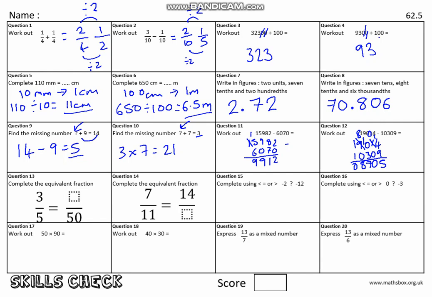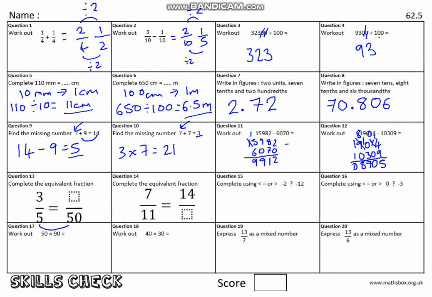Okay, so up next we've got some equivalent fractions. Now remember, the word equivalent just means the same, okay? So I want to know what 3/5 is the same as if there's 50 on the bottom. So the first thing I've got to ask myself is how did I get from 5 to 50? Well, we're going to do it backwards.